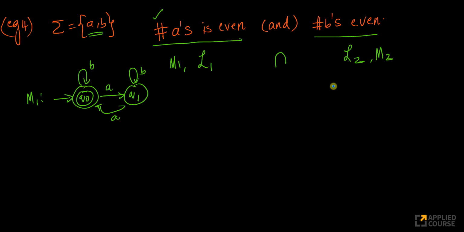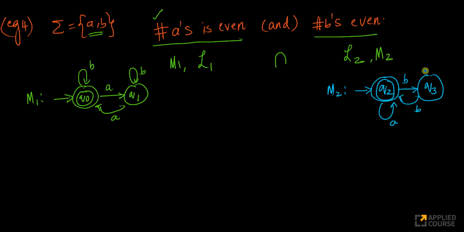What about my M2? M2, number of B's is even. Very similar model, right? So instead of using Q0, Q1, let's use a slightly different Q2, Q3. Again, Q2 is the initial state and the final state, right? So this tracks even. This is my odd, this is my odd Q3. And if I get a B transition here, this is this, this is this, because I want number of B's to be even. I have these two models.